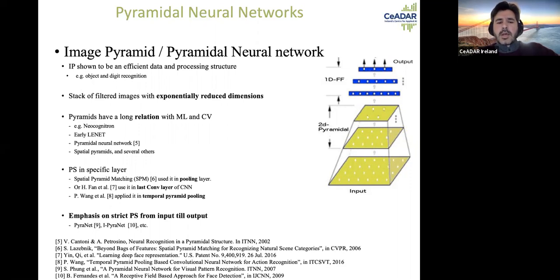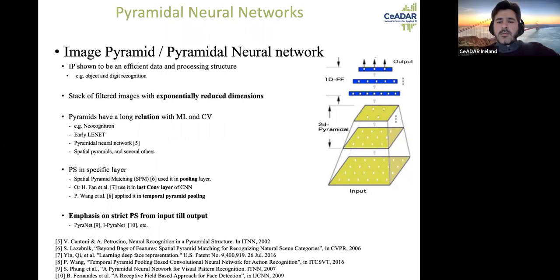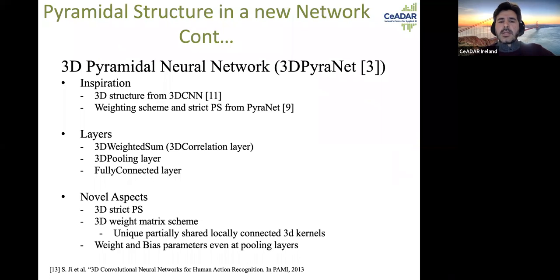The models that use a pyramid structure from input till output, we call strictly pyramidal structure. And Pyramid, as you can see on the right side, is a model that was proposed back in 2002. It uses a strictly pyramidal structure, but it had only 3 layers, so we cannot call it exactly a deep learning model. But it gives us a hint to use certain features of those models.